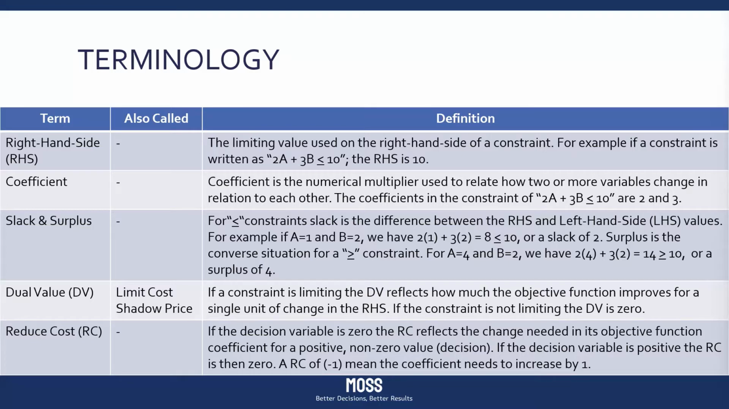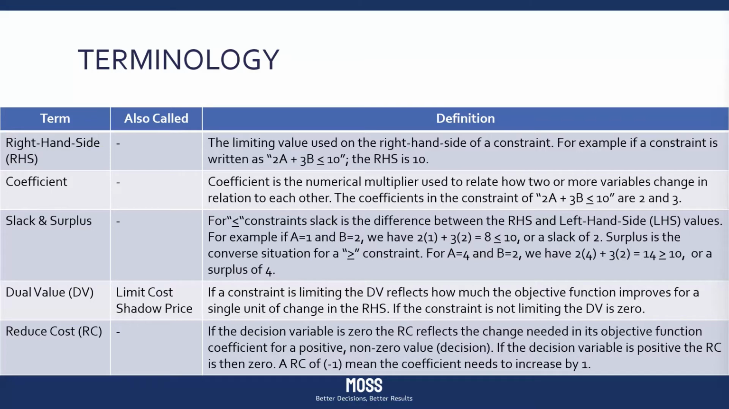The next term is dual value. It's also called limit cost or shadow price. On this channel, I'll probably use the term limit cost more often because I think it's a little bit more intuitive and it better expresses what the meaning of the term dual value is. But this applies to constraints.